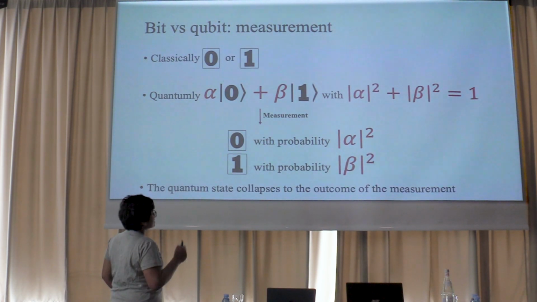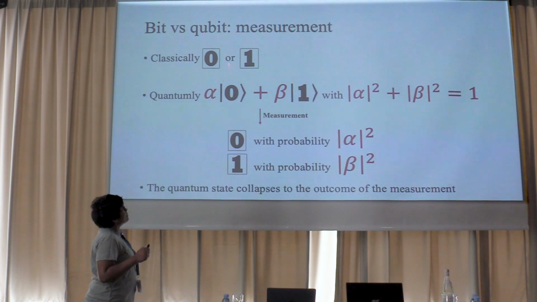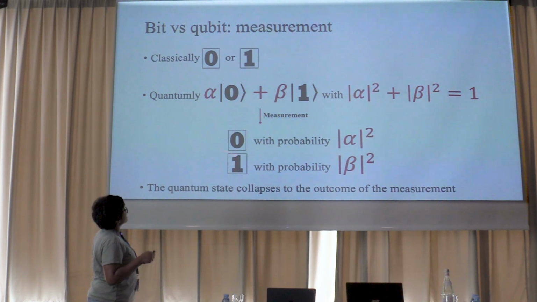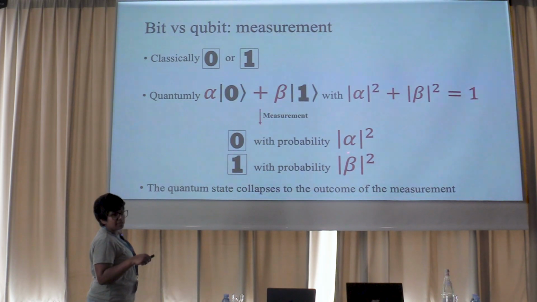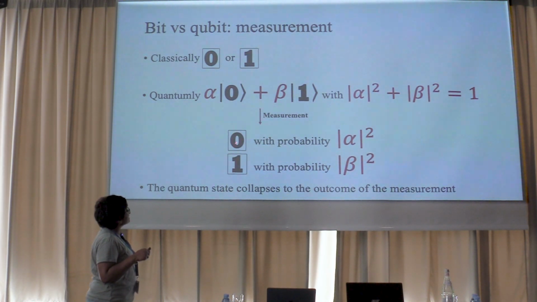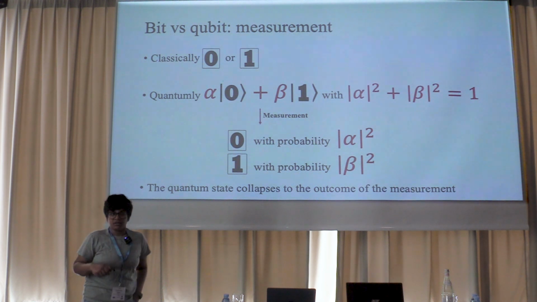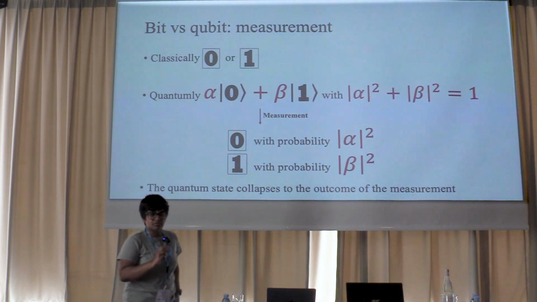And another important thing: once you measure, once you get an outcome, the state collapses to that of the measurement. So if I measured and I got this, yes, I get it with probability mod alpha square, but once I get it, my new state becomes this ket 0. And if I had got this, then my new state becomes ket 1. This is what nature offers. I don't make the rules.